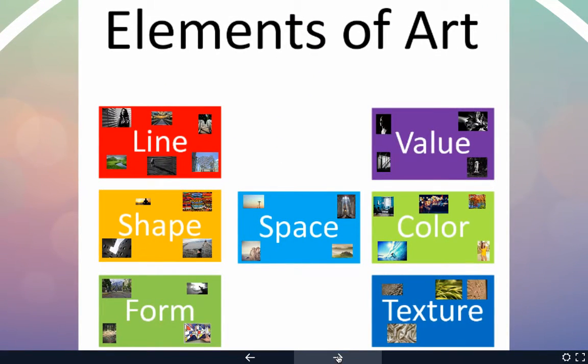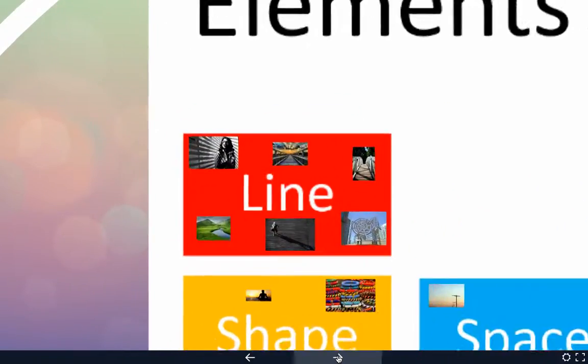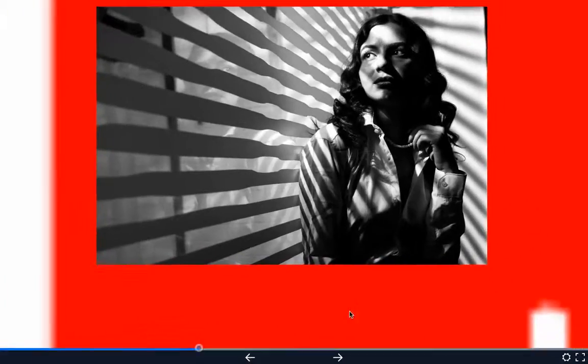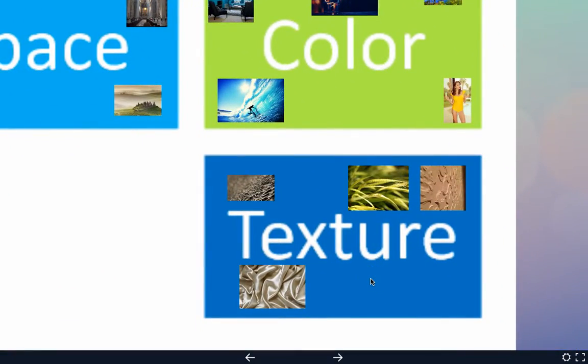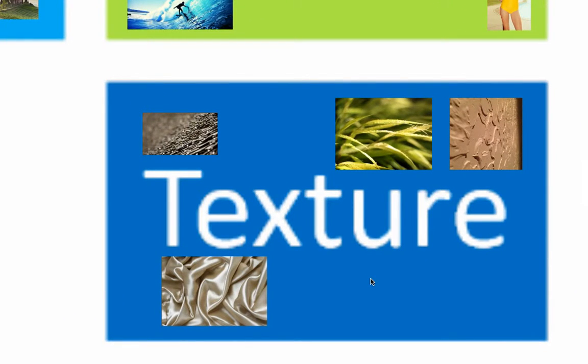The final element and principle of art is texture. And texture is the feeling you get when you see a picture and your fingers tingle. It's like, what would it be like to actually touch that photograph?